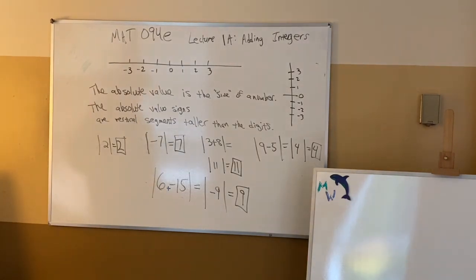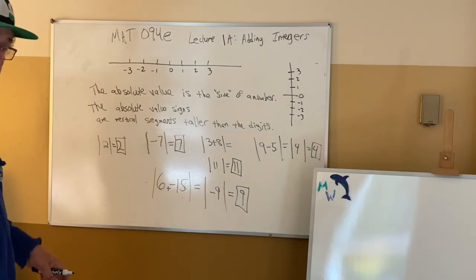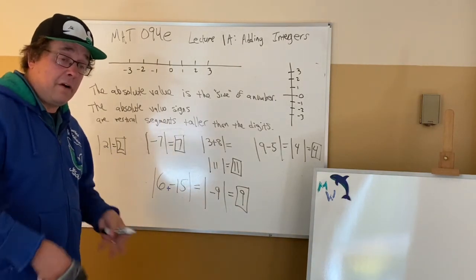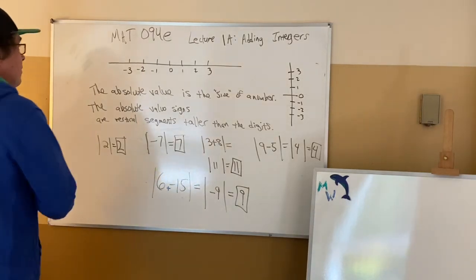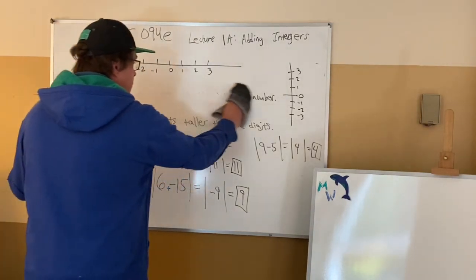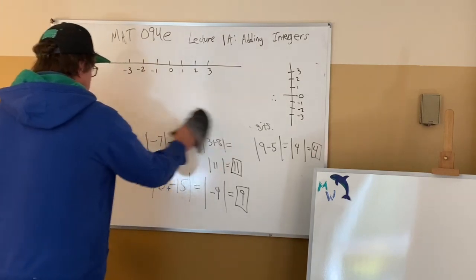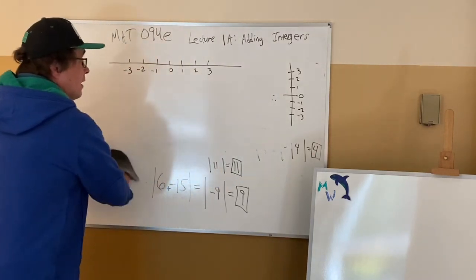But those tall vertical signs are absolute value signs, and they want to know what are the digits of this number when it's a single number. All parentheses are finished when they result in a single number. This is a special kind of parentheses right here. Then once we get the number for inside, we bring it out with no sign in front of it. And that's it for absolute value and adding integers. So that's the end of lecture 1A.